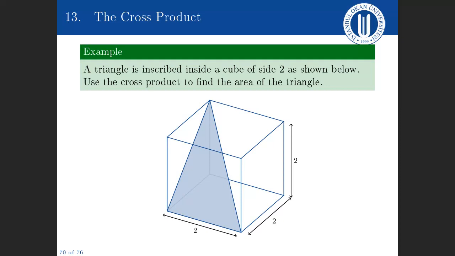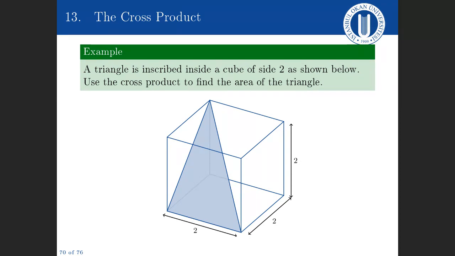Another area of a triangle question. A triangle is inscribed inside a cube of side 2 as shown below. Use the cross product to find the area of this triangle.